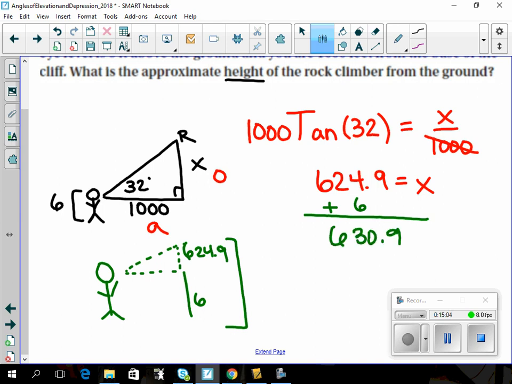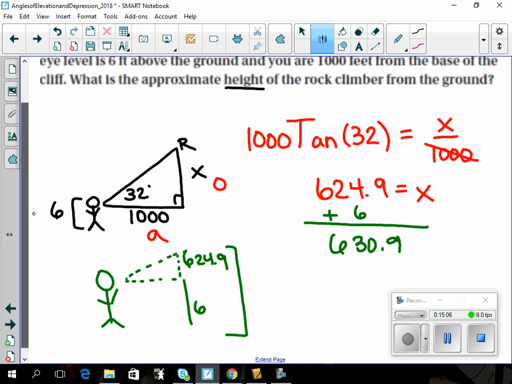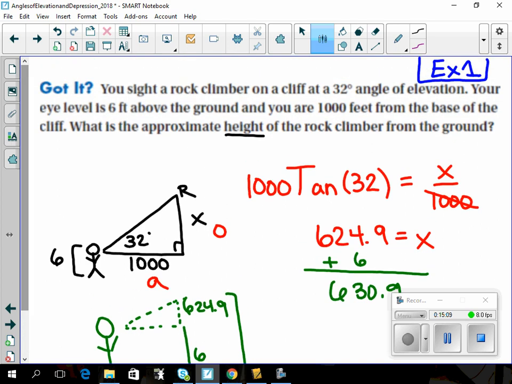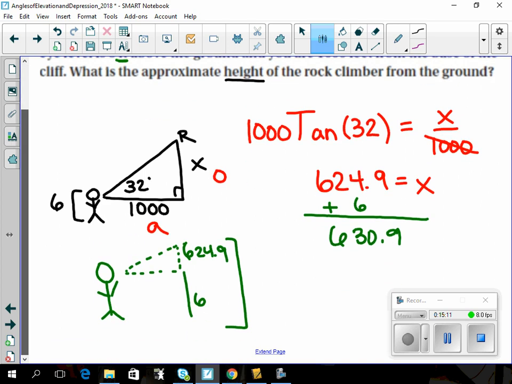630.9. And what was the, I believe it's feet. Is that correct? Let's double check. Yeah, it was feet, right? So we're going to put our units here. Feet. How do we feel about that problem? It's our first go. I think we need to do a couple more and practice, don't you?